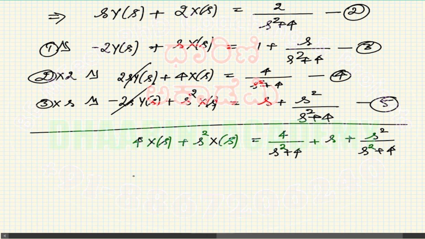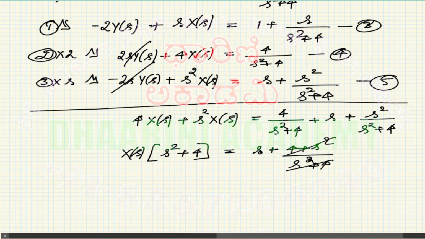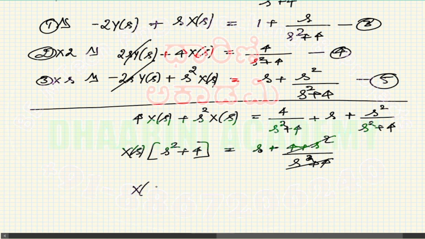On this side I'll take x of s common, x of s into s square plus 4 is equal to, on the right hand side I'll write s first, then the remaining terms are the same, right? This is simply 4 plus s square divided by s square plus 4. It cancels, right? It's the same term, it's 1. So I can rewrite this as x of s into s square plus 4 equal to s plus 1.